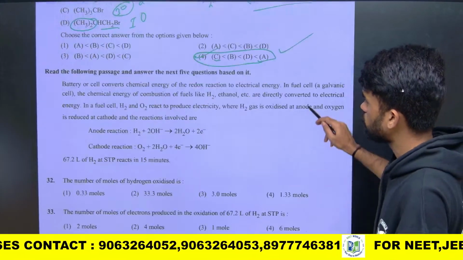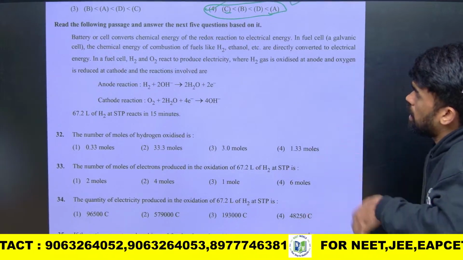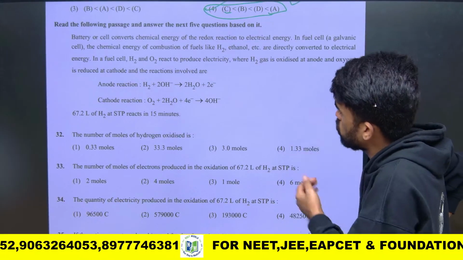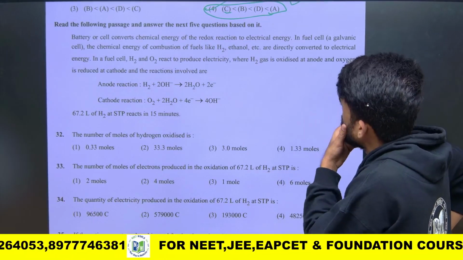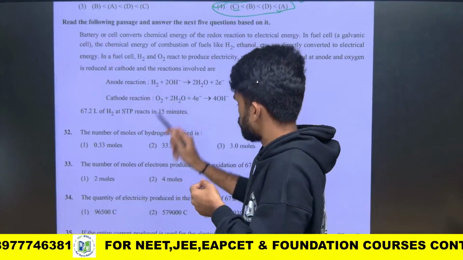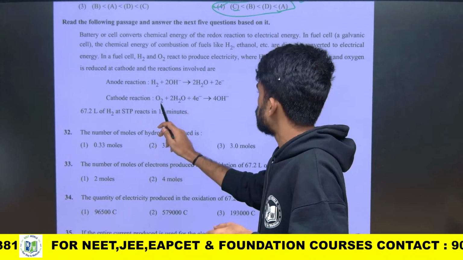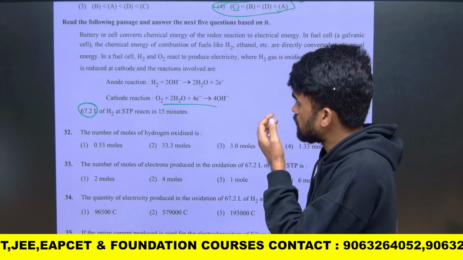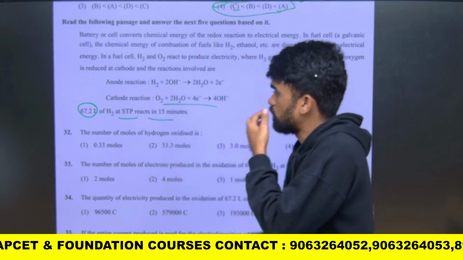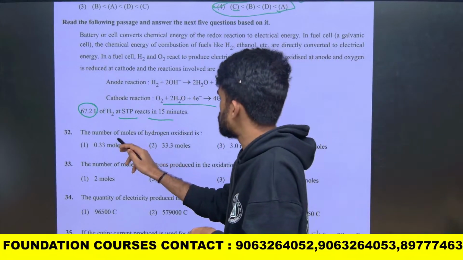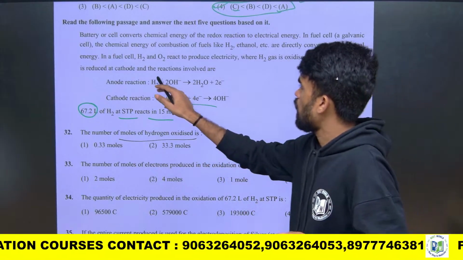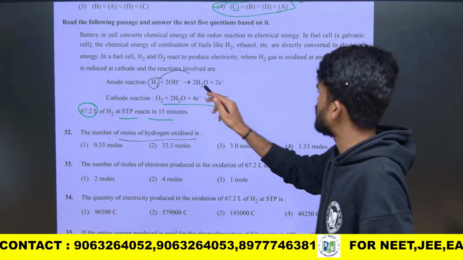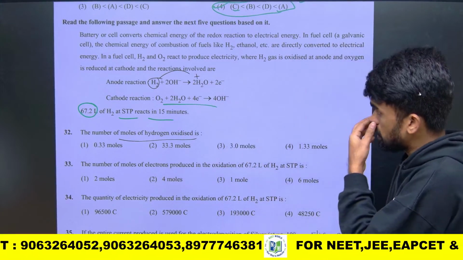Okay, next we have a battery or cell that converts chemical reaction energy. Read the following passage and answer the 5 questions. So after reading this, we have a reaction at the anode, and a reaction at the cathode, and they are saying 67.2 liters of H2 at STP reacts in 15 minutes. The question is the number of moles of hydrogen oxidized. At the anode, hydrogen is getting oxidized to H plus, so it is an oxidation process.